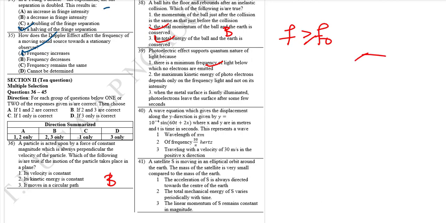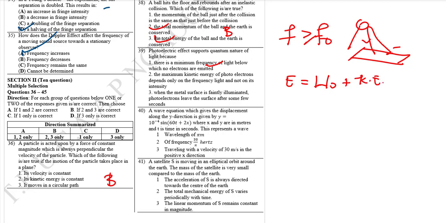If you have a metal surface, and light is incident and electrons are ejected, the energy of the incident radiation is equal to the work function plus the maximum kinetic energy. So KE max will be equal to the energy of the incident radiation, hf, minus the work function, hf0. So you see clearly that the maximum kinetic energy depends only on frequency and not on intensity. So 2 is correct.